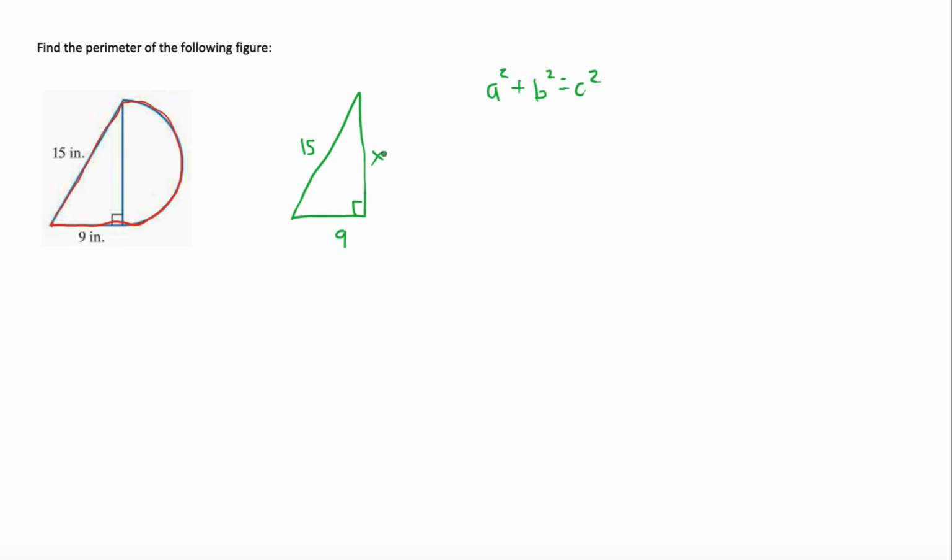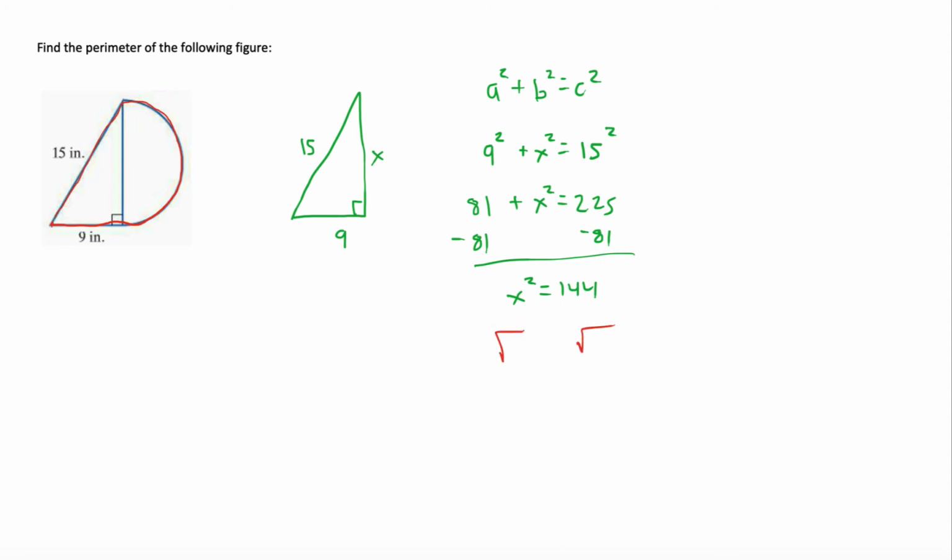I'm going to use x to be the b value here. So 9 squared plus x squared is equal to 15 squared. And we should be able to solve this one, right? So 81 plus x squared is equal to 225. When I subtract the 81 from both sides, I get x squared is equal to 144. Lastly, when I take the square root of both sides, the square root of 144, I get x is equal to 12. So that is this length here, which means that this length is 12.